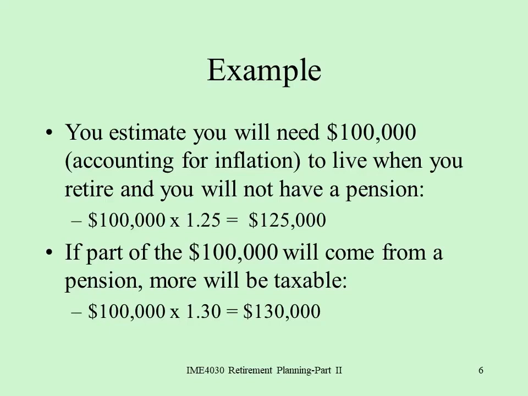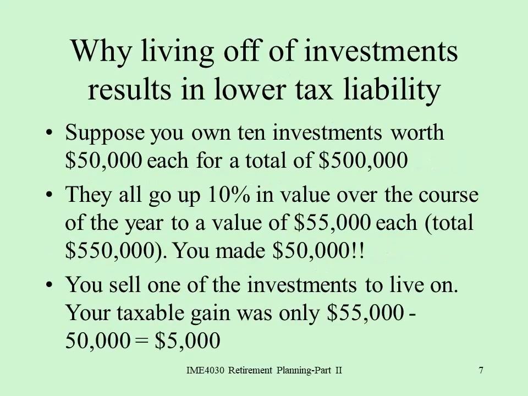If part of that $100,000 is going to come from a pension, you're going to need a little bit more because your taxes will be higher. 1.3 times 100,000 gives you 130,000. So I know I'm moving a little fast, but if you need to go back over this, go ahead. Let's go to slide number 8.